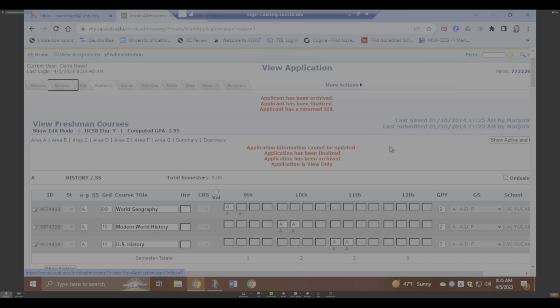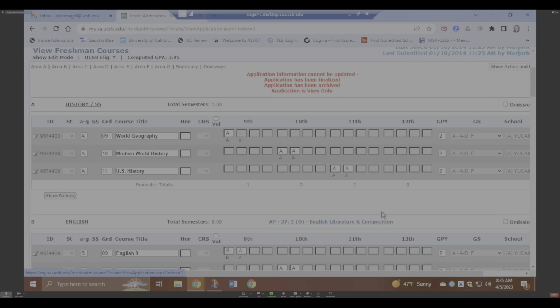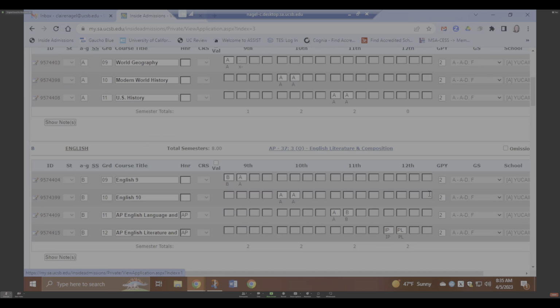For us, because what we're looking for when we do the academic review is we want to make sure that students have met all of the A through G areas. So we break it up. It's the same information that you input on the application. It's just arranged differently. So we have your area A, just to make sure that you've met all of the requirements there.